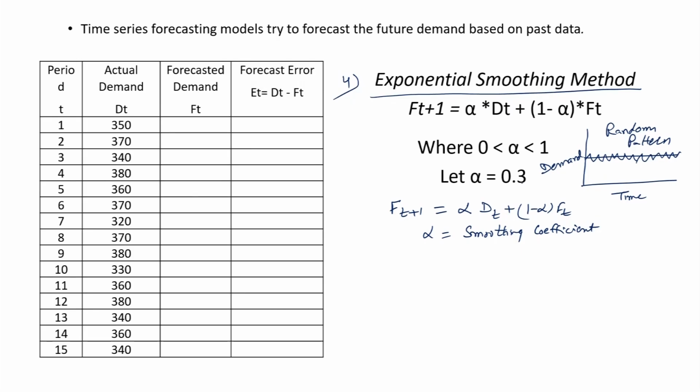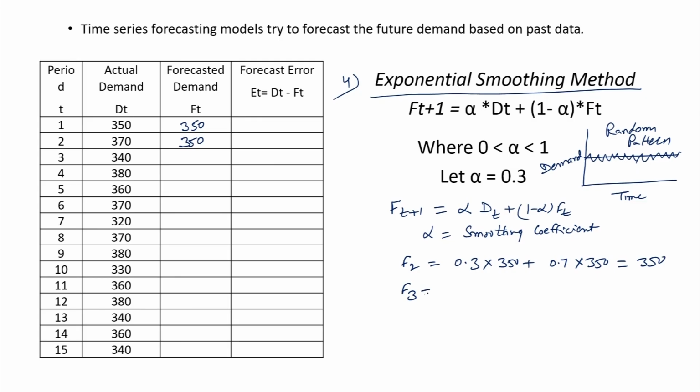If I take alpha equal to 0.3, then my forecast of the second period is equal to 0.3 into the demand of the first period, that is 350, plus 1 minus alpha, that is 0.7, into the forecast of the first period. I do not have the data here to start the series, so I can take the same forecast as the demand, 350. So, obviously, it will come to be 350. Now, I can work out my subsequent periods.